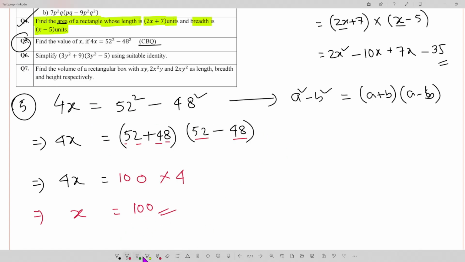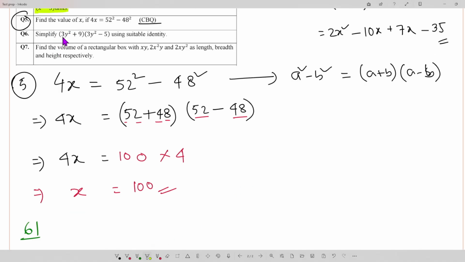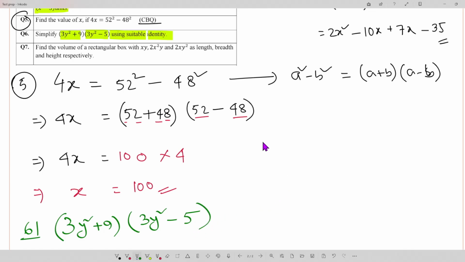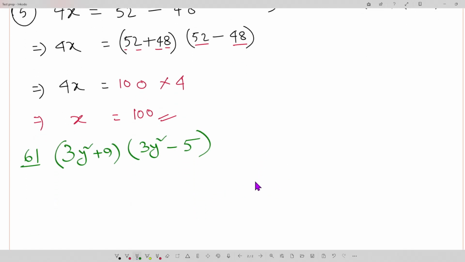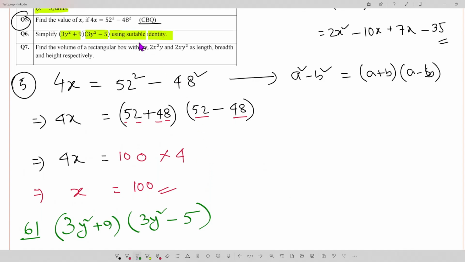Number 6 is also a similar thing. Simplify 3y square plus 9 times 3y square minus 5 using a suitable identity. So you can write this as 3y square plus 9 and 3y square minus 5, right? So what is the suitable identity? What is the theory?